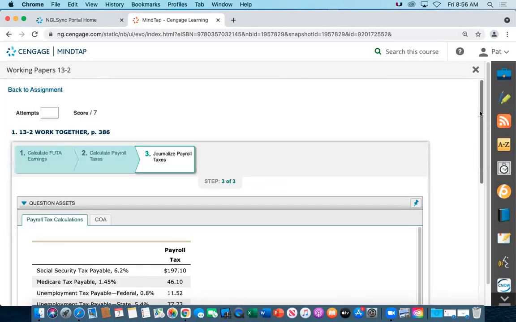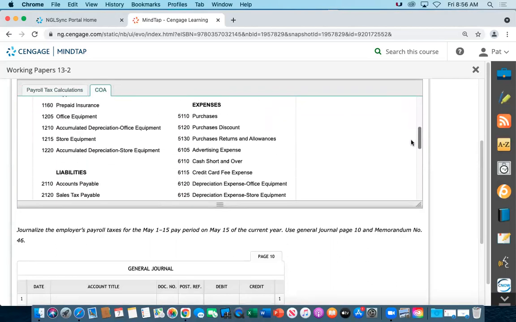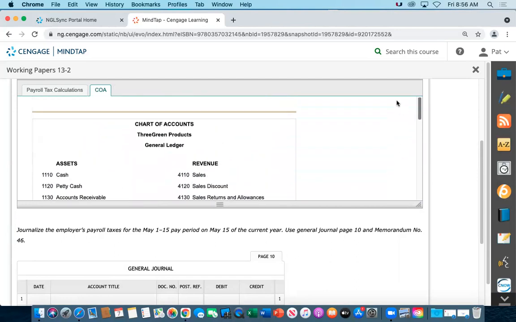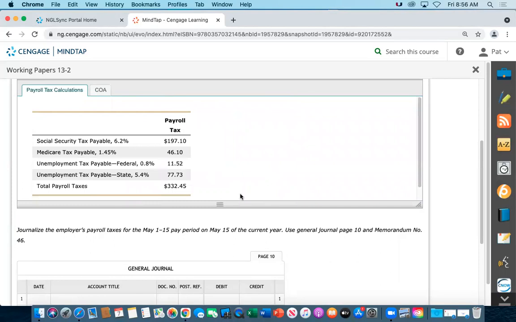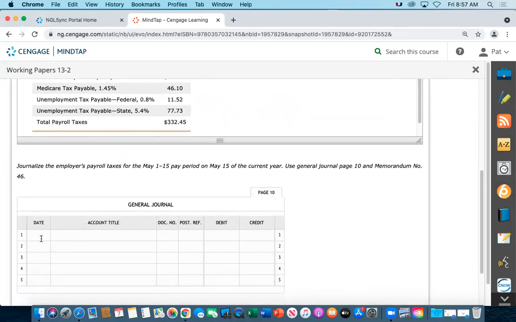And then lastly, now we pay this. You have a chart of accounts here if you want to look at it to help you with how to pay these payables, what goes under what label. That's nice. We can see everything. All right. So we're in the pay period. This is May 15th. And the first one is payroll taxes expense. This is memo 46, and you're debiting 332.45.